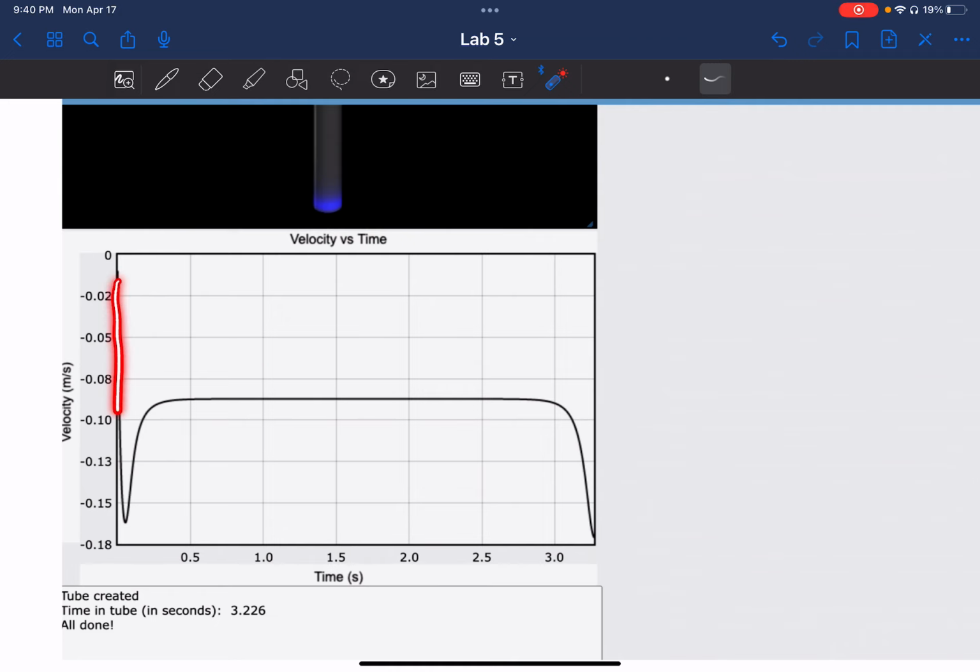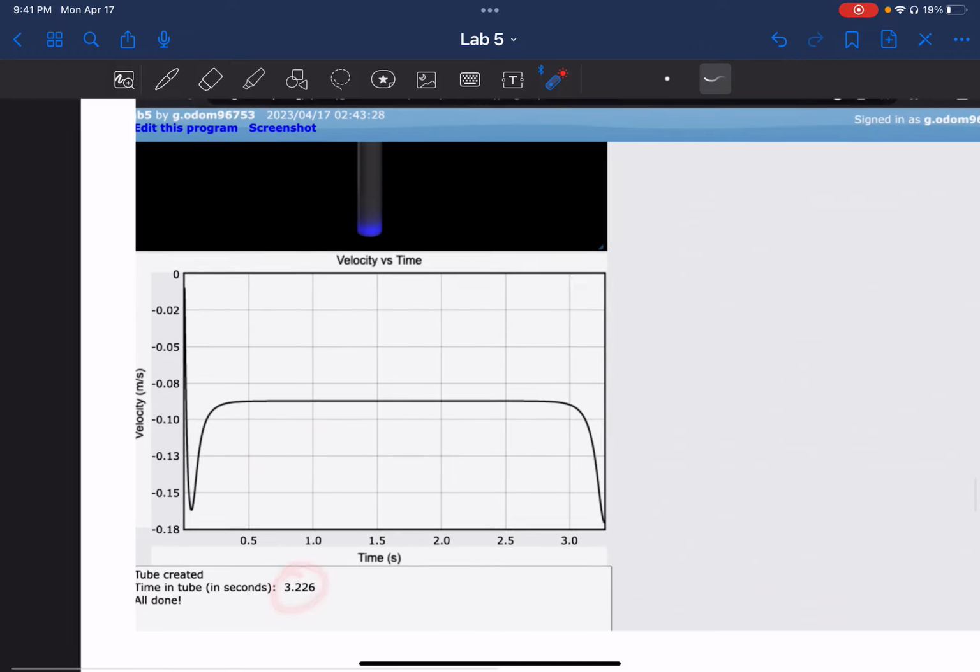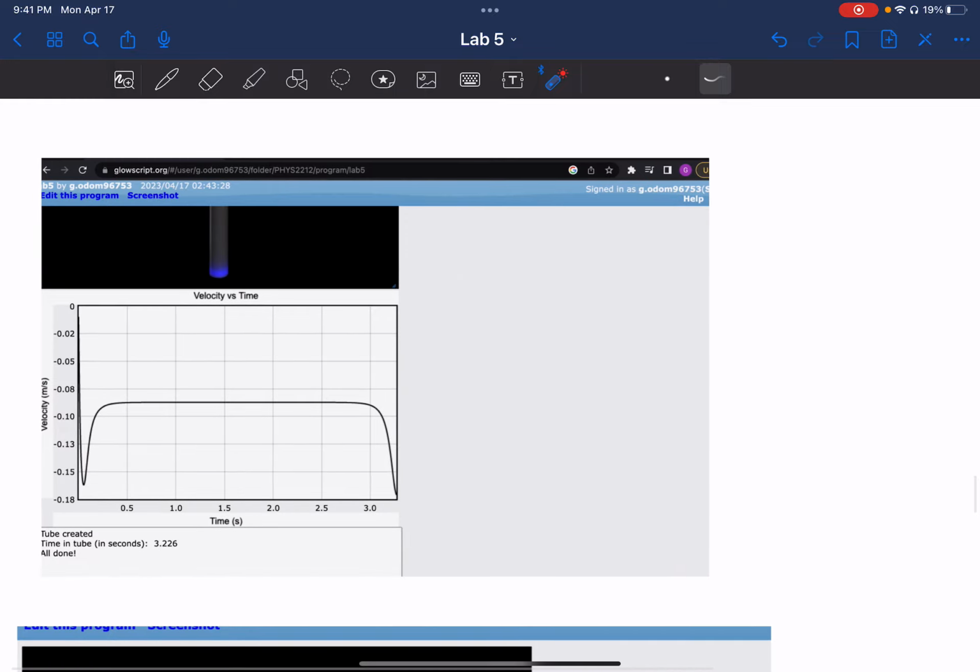And you can see gravity's acting really quickly, causing it to fall fast. And then the induced current starts pushing against, well, not really hard, but counteracting gravity. So that way it's in free fall. So no changing velocity, constant. So zero acceleration. And then here is how long it took to come out the tube.